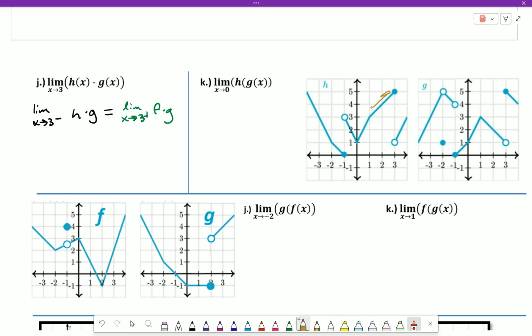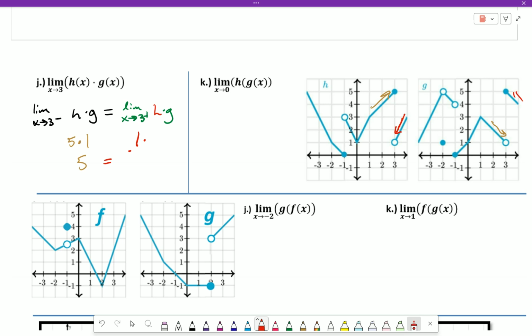3 from the left of h is up here at 5, times g from the left of h is down there at 1. 5 times 1 would get me 5. I'm trying to see, is that equal to, from the right side, h times g. I don't know why I wrote f there, sorry. h from that side is 1.